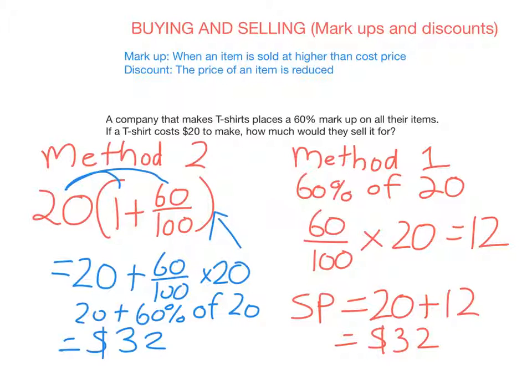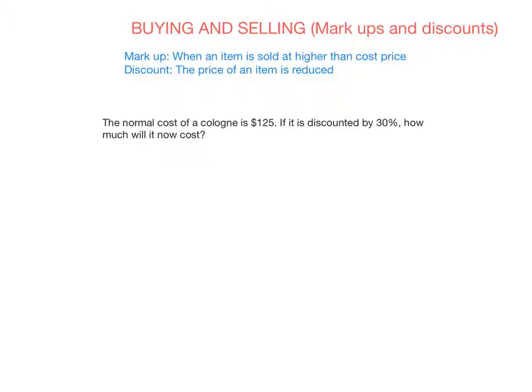So that's pretty easy for markups, and discounts would be the same. Let's just look at a quick example. Okay, so in this example, I've got a cologne that costs $125. It's discounted by 30%. Sorry, I use cologne a lot because I'm a big fan of it. So I just want to take $125 and discount by 30%. Again, I could use two different methods and you can choose which one.